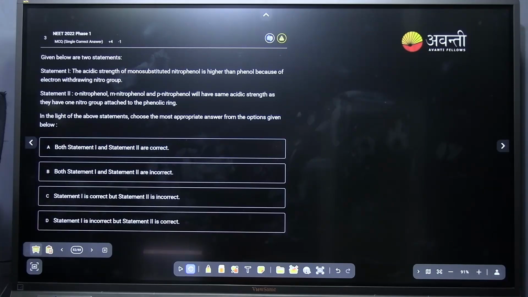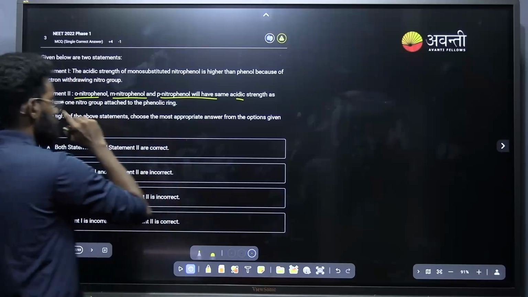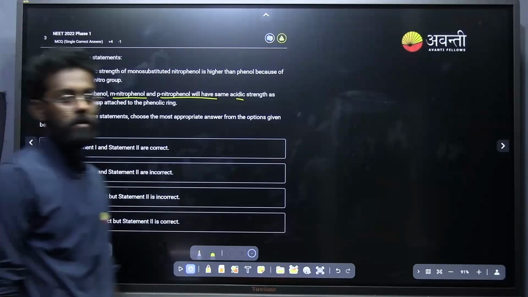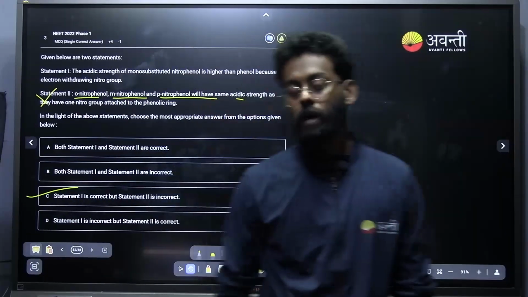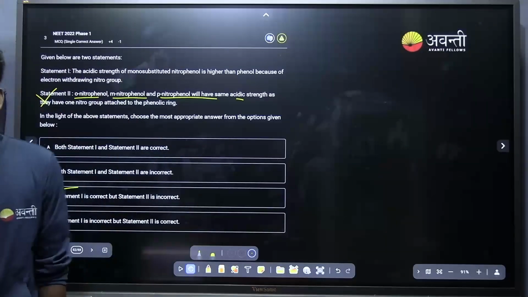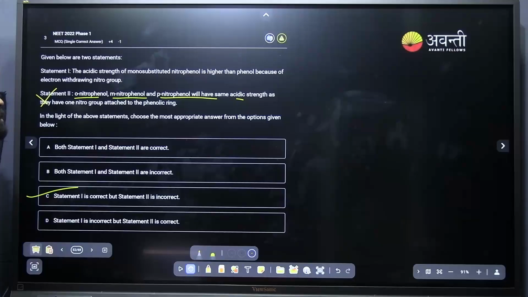Statement 1 is correct. What about the second one? Ortho-nitrophenol, meta-nitrophenol, para-nitrophenol have the same acid strength. No, it is wrong, which you already discussed, that ortho is having lesser. Comparing ortho, meta and para nitro, which has the highest acidity? Para has the highest acidity. Then comes ortho, then meta. Yes, good.